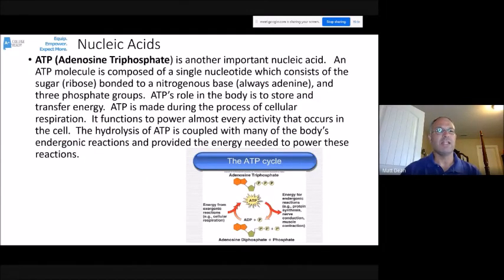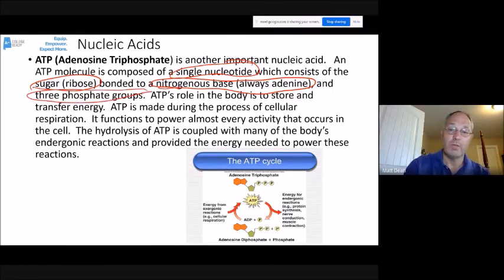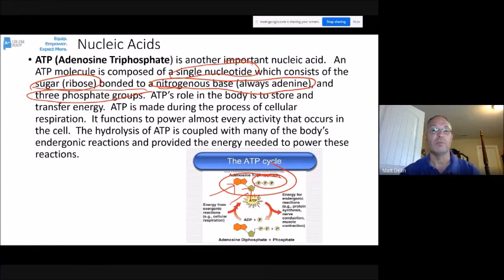All right, the last nucleic acid we'll spend any time on today is ATP, adenosine triphosphate. ATP is not a polymer. It's made of a single monomer, a single nucleotide. It's made of a sugar, ribose, bonded to a nitrogenous base. In ATP, that's always adenine, always A. But then it's bonded also to 3 phosphate groups. And we can see the basic structure of ATP right here. The green would be the ribose. The orange is the adenine, the nitrogenous base. Here are 3 phosphate groups.